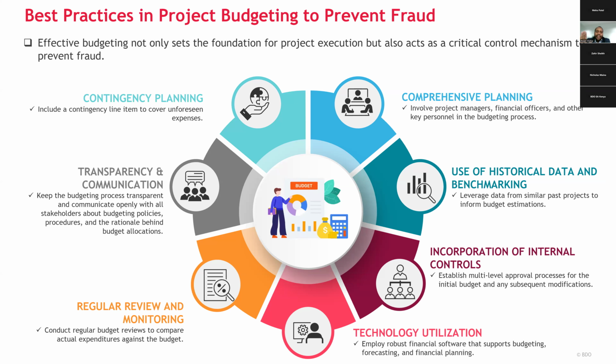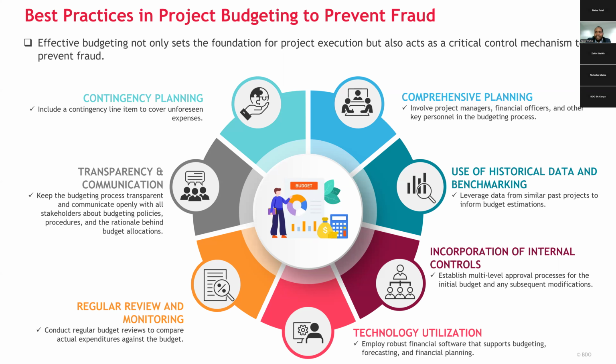The next one is transparency and communication. So this is having a very open budgeting process that is transparent and communicates openly with all your stakeholders, including even your beneficiaries, like we had said, about your budgeting policies, your procedures, and even the rationale behind specific budget allocations. So this will ensure that there's accountability, and that everyone is aware of what you're doing. And this makes it also difficult for you to commit fraud.